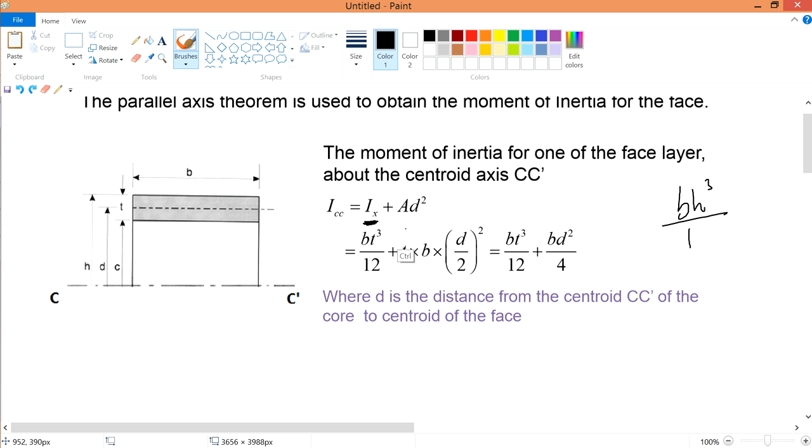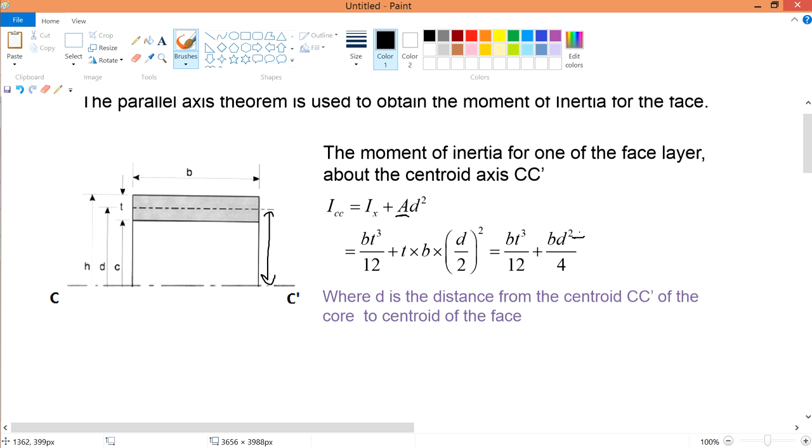Therefore it's quite straightforward. This is this, and the area is T times B, the area of the face, with T the thickness of this face. Hopefully this is pretty clear. And multiply by D over 2 squared. This D extends all the way over here, so you should know that D over 2 is this one. So D over 2 squared, and that's it. Take note of this final equation.